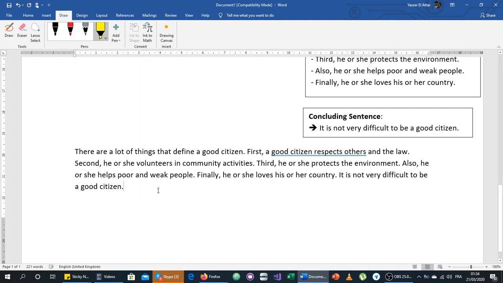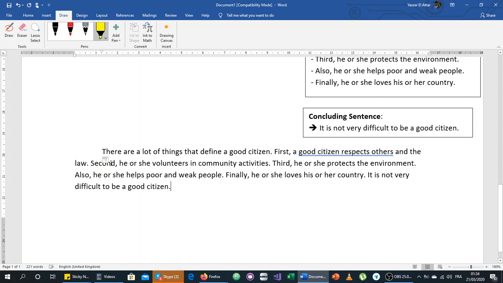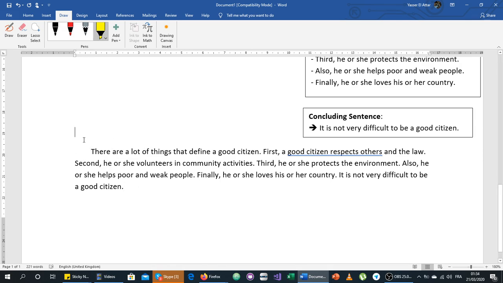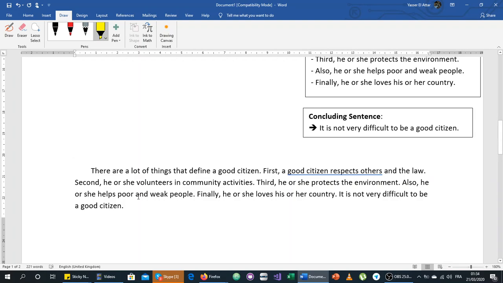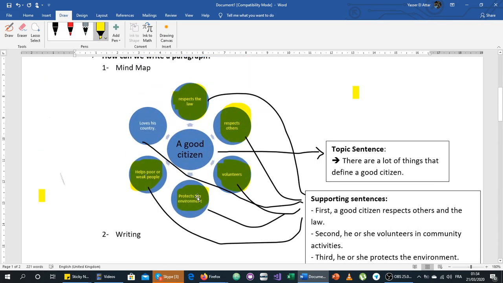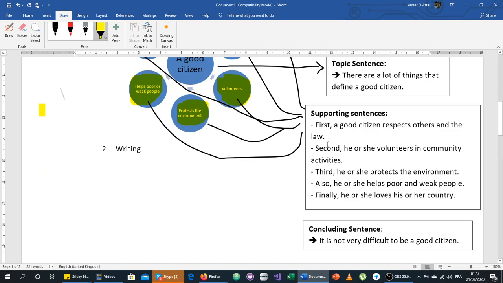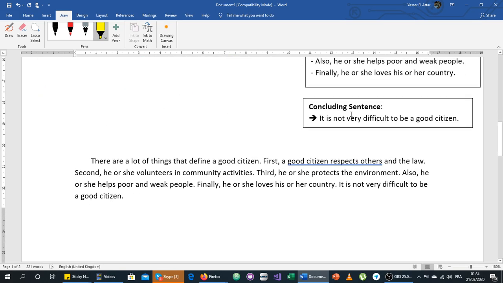And here we go. Here is our paragraph. Just don't forget to put something like this. So here we go, a very good paragraph about a good citizen. Don't forget, you just need to make a mind map, and then from the mind map you can make sentences like this, and after the sentences you can write your paragraph directly on your paper, or to whatever it is. So I hope you learned, and best of luck.